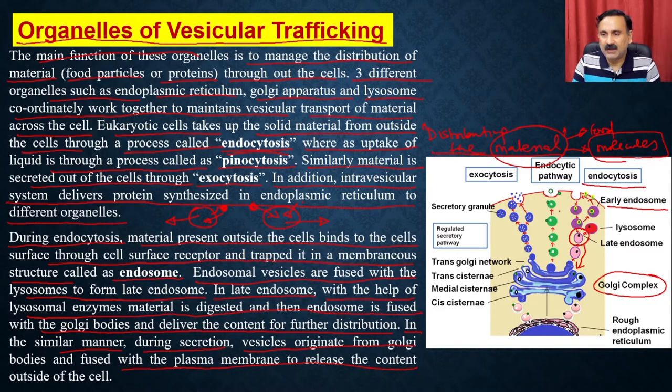Same is true for secretion. If something has to be secreted out, or undergo exocytosis, then that material comes out in the form of vesicles, and these vesicles eventually fuse to the plasma membrane, and the material goes out. Same is true for exocytosis, where the Golgi packs this material in vesicles, and then these vesicles fuse with the plasma membrane and release this particular content. Now let's study these organelles individually and understand their functions.